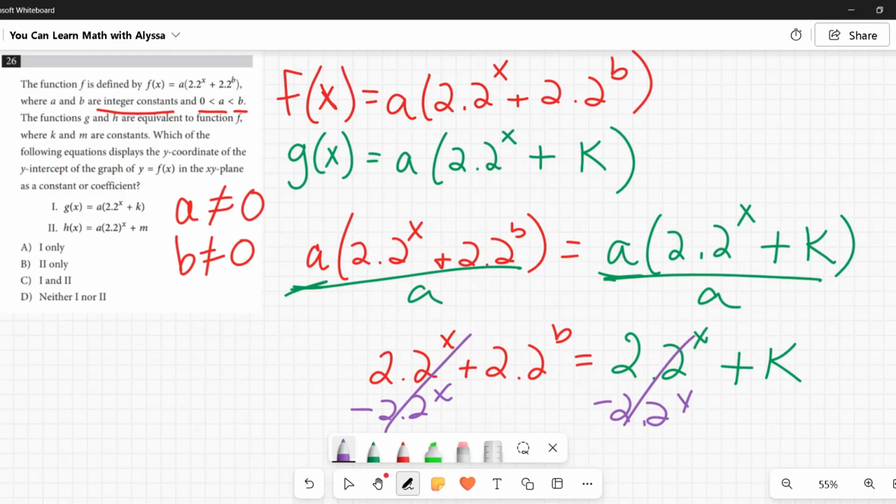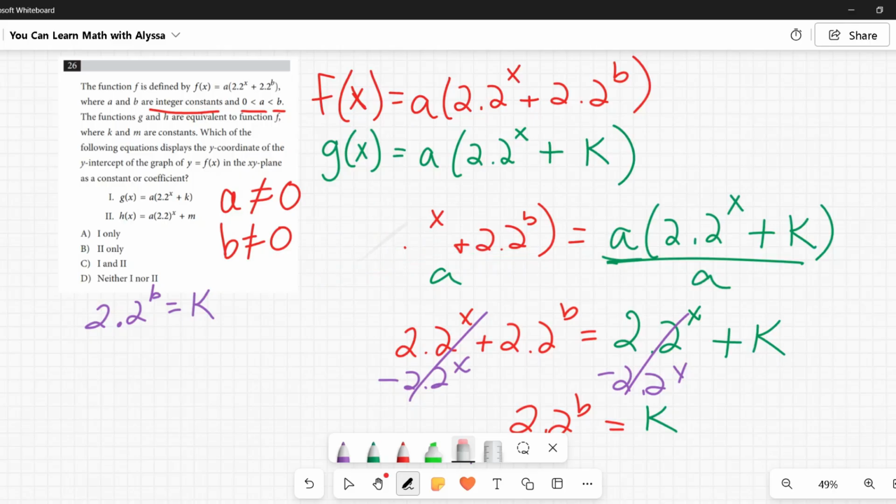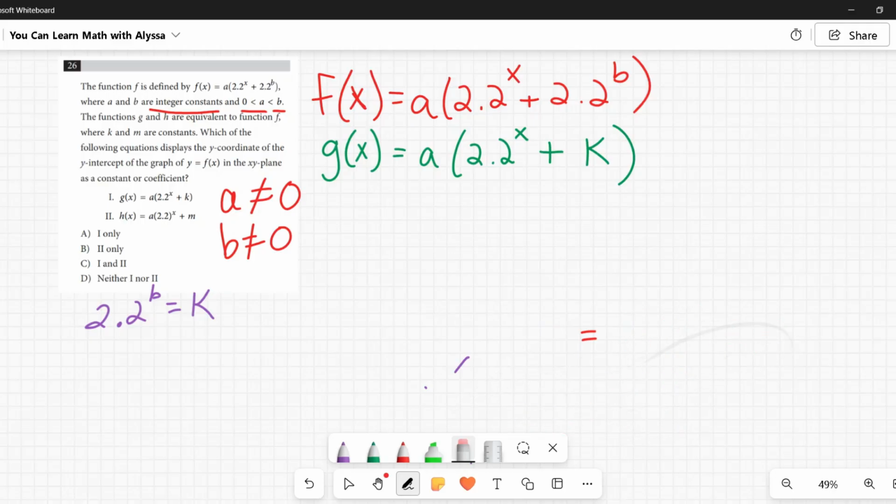That cancels out on both of those sides, and I am left with 2.2 to the power of b is equal to k. All right, so that's a good fact to know. I'm going to write it over here: 2.2 to the power of b is equal to k. I don't know yet what's going to come in handy. I'm just trying to get everything I can for the next part of this. I want to know everything that I can. All right, so that's the information I gleaned by comparing those two equations.